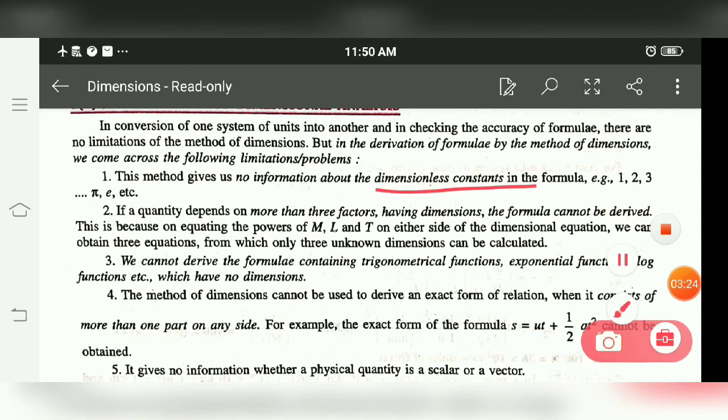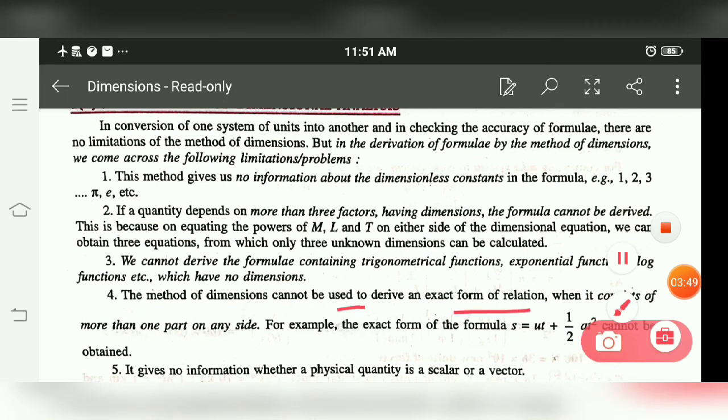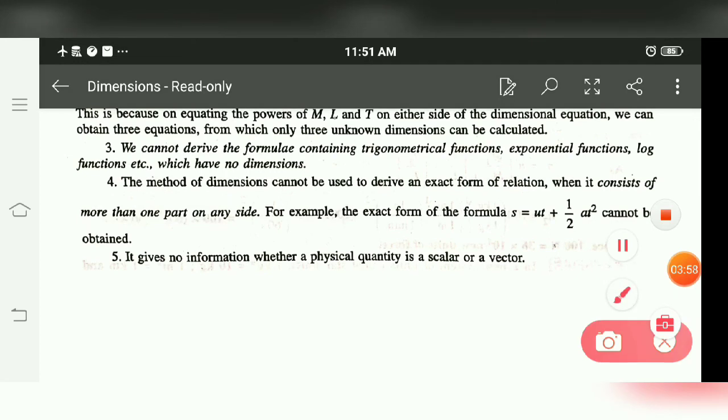Second, if the quantity depends upon more than 3 factors having dimensions, the formula cannot be derived because it will get difficult. We cannot derive formulas containing trigonometric functions, exponentials, or logs. Means if in a question or in a formula the function is sine theta, cos theta, e raised to power, or log, then we cannot find it. The method of dimensions cannot be used to derive an exact relation when it consists of more than one part on any side. Means like this, if we have to find this formula, we cannot derive it. We can check the dimensionality, but we cannot find this exact formula.